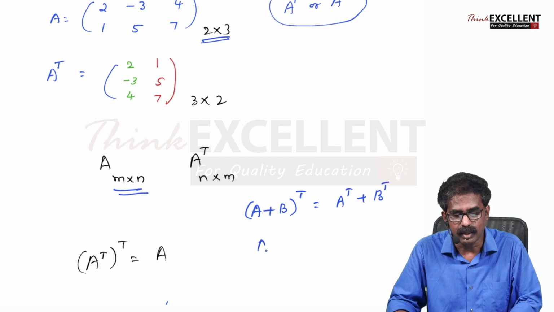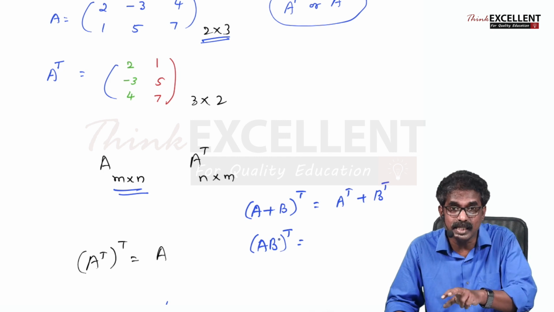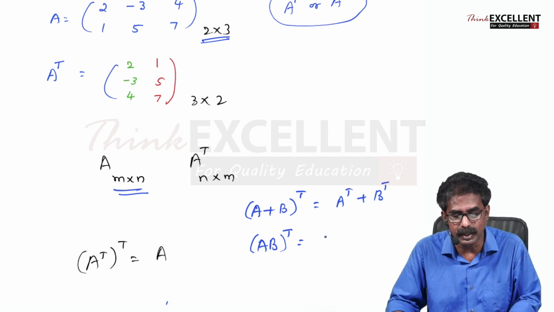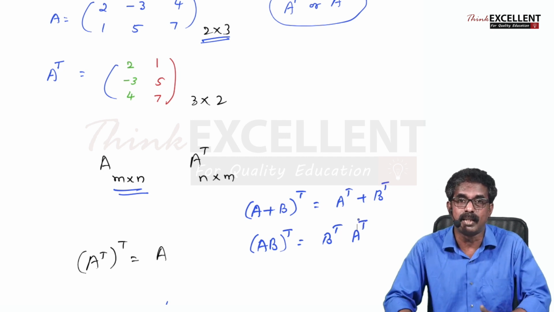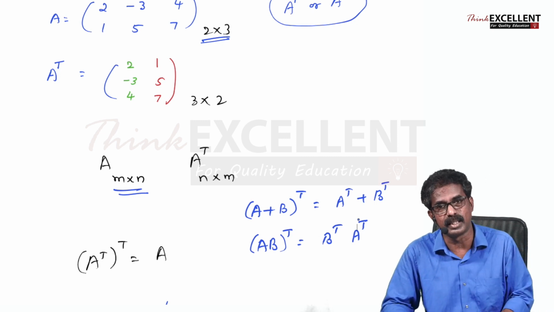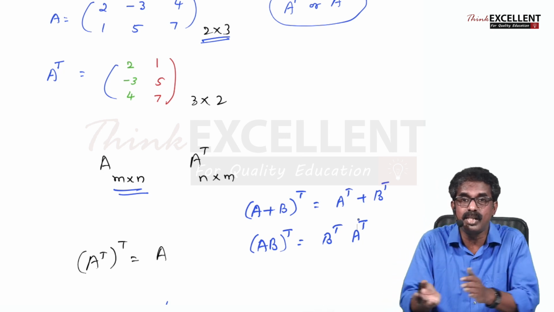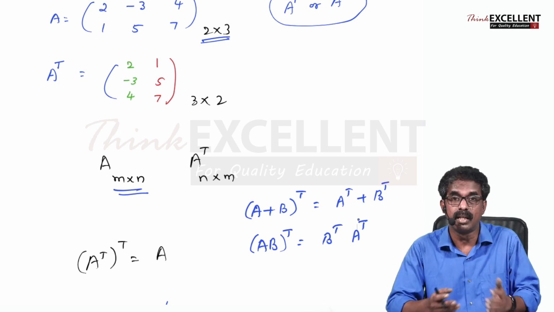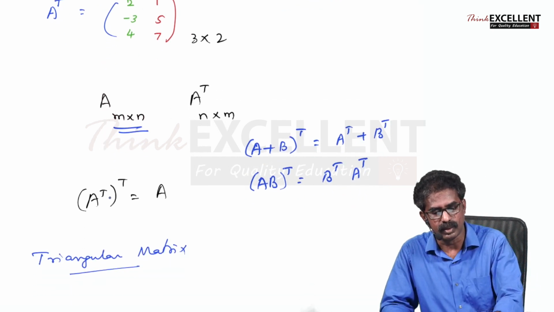But are you remembering what is AB transpose? 5-mark question, verify. AB transpose can be written as B transpose into A transpose, right? B transpose into A transpose. You can't write it as A transpose, B transpose because you know matrix multiplication is not commutative. So AB transpose for multiplication is B transpose into A transpose, right, in the reverse order. So this is called the reversal law of transposes. Okay. So that is something important.